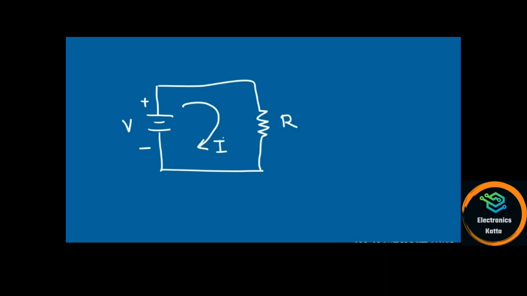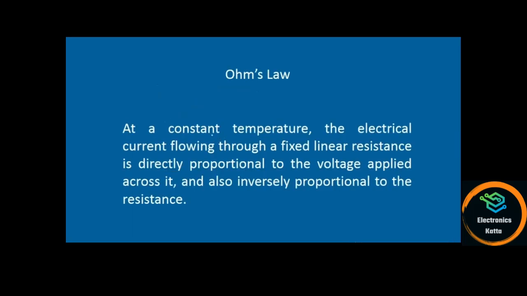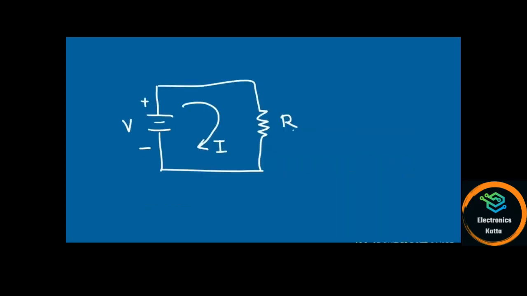According to Ohm's law, at constant temperature, the electrical current flowing through a fixed linear resistor is directly proportional to the voltage applied across it, and it is inversely proportional to the resistance. So the current flowing through this resistor R is directly proportional to the voltage applied across it, and inversely proportional to the resistance of this resistor.